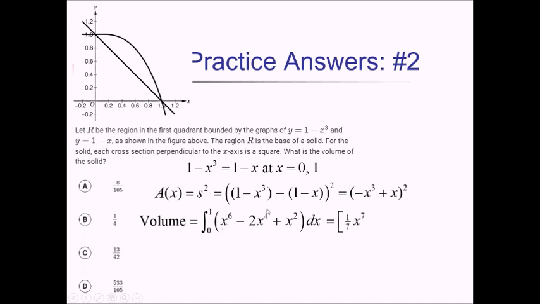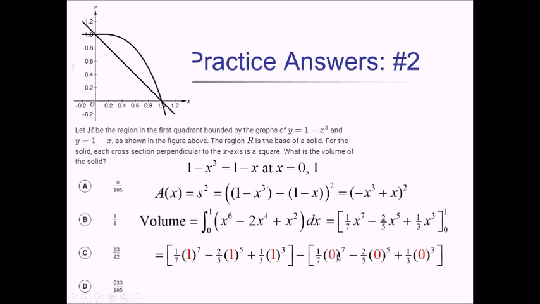Next, this exponent becomes a 5. Dividing by that, we have negative 2/5 x to the 5th. And finally, this becomes a 1/3 x to the 3rd, all evaluated from 0 to 1. We have to do this by hand, and we have to simplify it, so this is going to take a little bit of doing here. We have all this stuff with 1 plugged in, minus all this stuff with 0 plugged in.